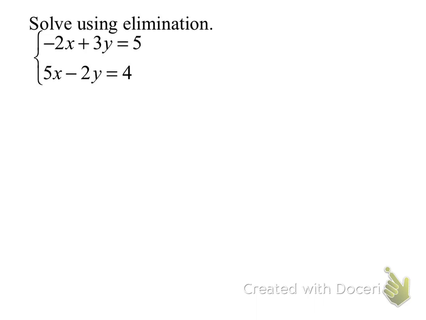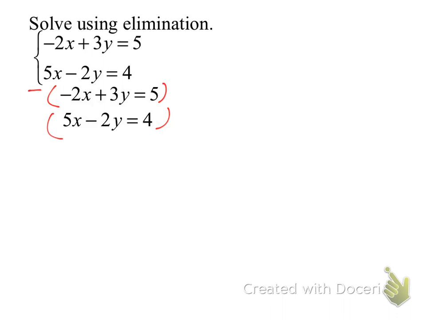Because when I manipulate the equation, no matter what I do, there's no additive inverses. So if I'm going to eliminate the x's, I would have to multiply. What would be the least common multiple of 2 and 5? 10. So I'm going to have to multiply by 5 here and 2 here to eliminate those x's.